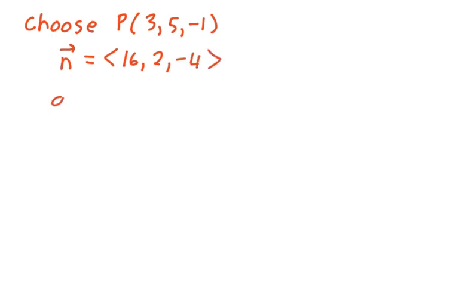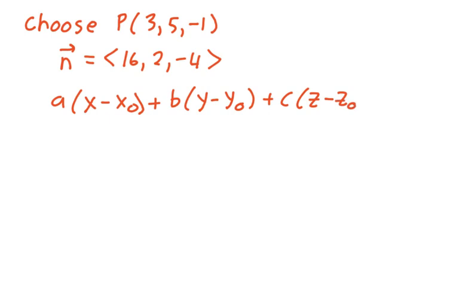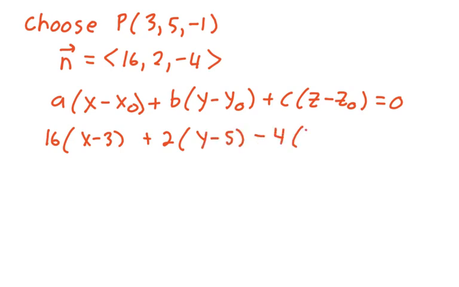And it's the same game. I really recommend writing down the equation of a plane. Remember, we need a point, we need a normal for the plane. So a times (x minus x naught) plus b times (y minus y naught) plus c times (z minus z naught) equals 0. So we get 16 times (x minus 3) plus 2 times (y minus 5) minus 4 times (z minus a negative 1), and we're going to set that to 0.